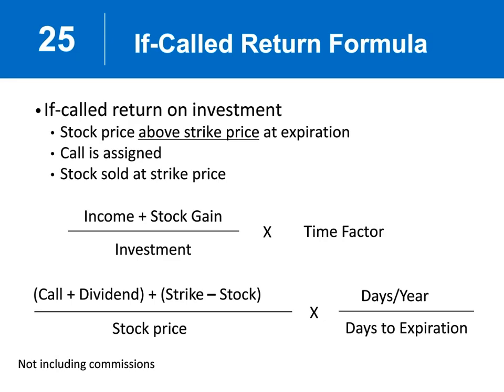The income is going to stay the same. That's our call premium. We received that. That doesn't go away. We still received the dividend because we're a shareholder. But now we have the added benefit of having gained on the stock price move higher, specifically by the strike price we sold it at minus the stock price we bought it at. And then everything else remains the same. Our investment is the stock price, and then we multiply it by the time factor to get the annualized number.